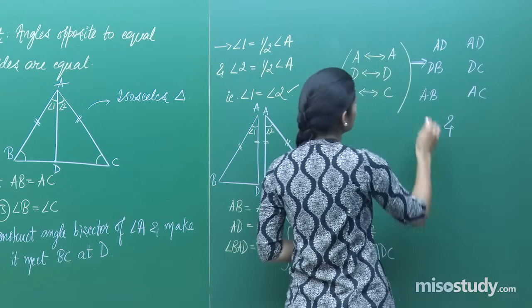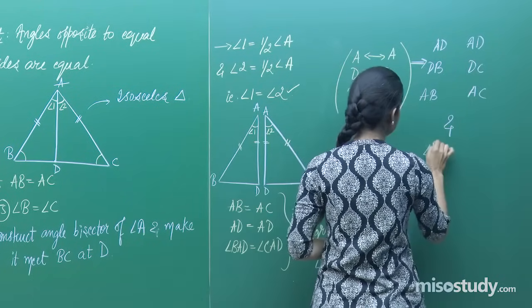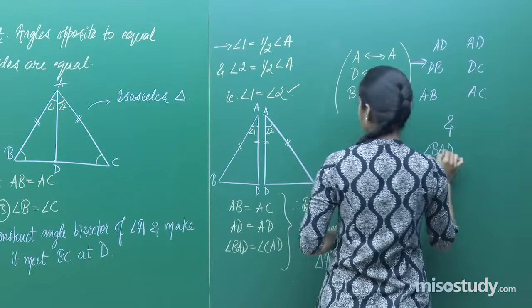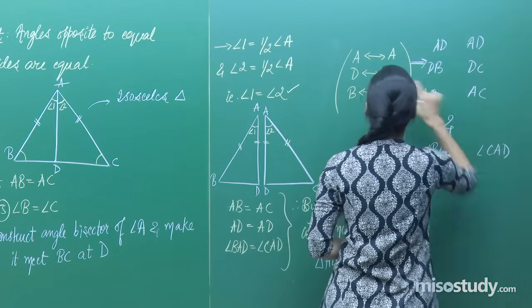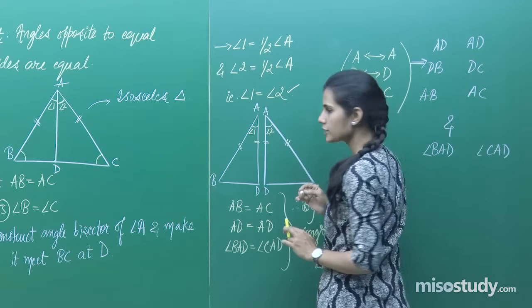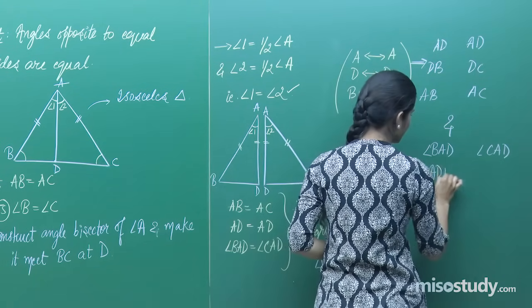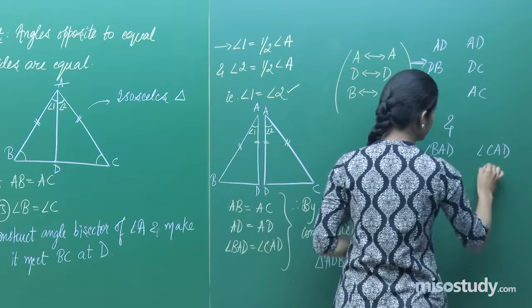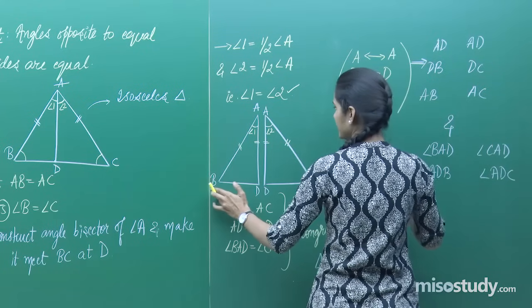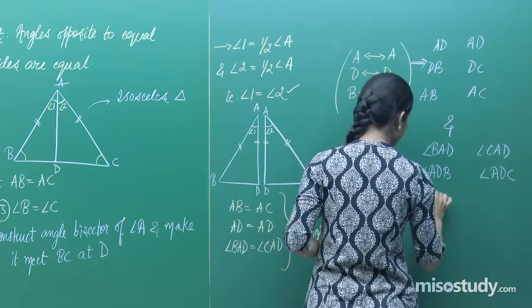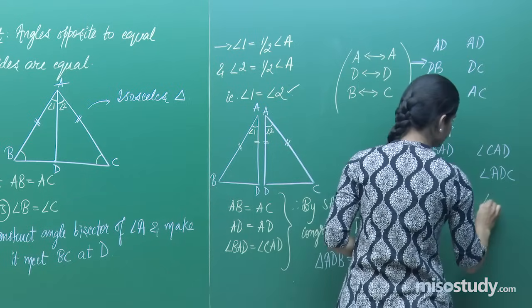And what are corresponding angles? Angle A here means BAD, and angle A here means CAD. Then angle D. Angle D is corresponding to angle D. So here it is ADB, and here it is ADC. Then you have BC, so here it is angle ABD, and here it is angle ACD.